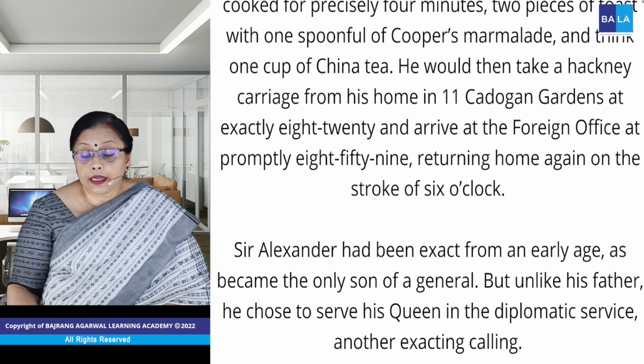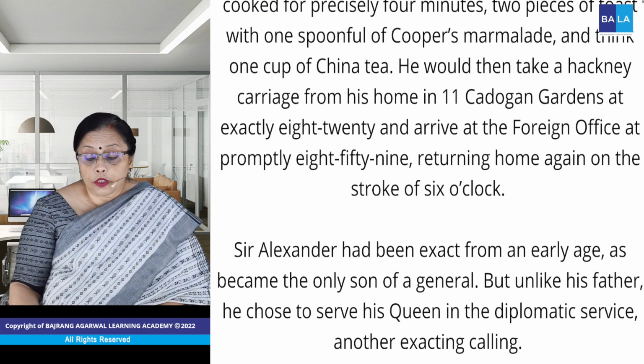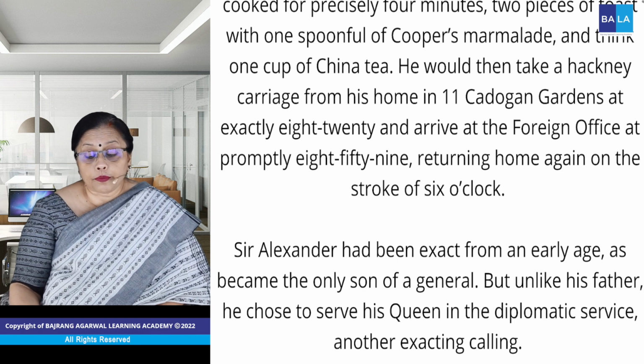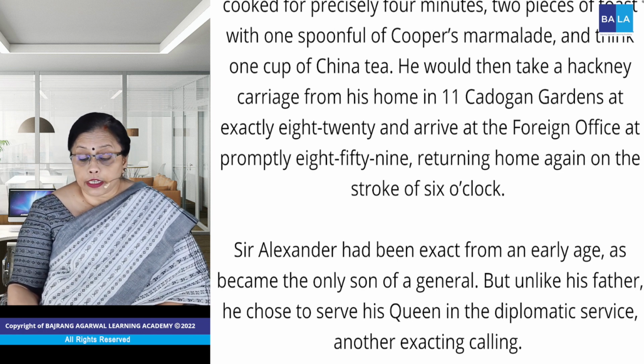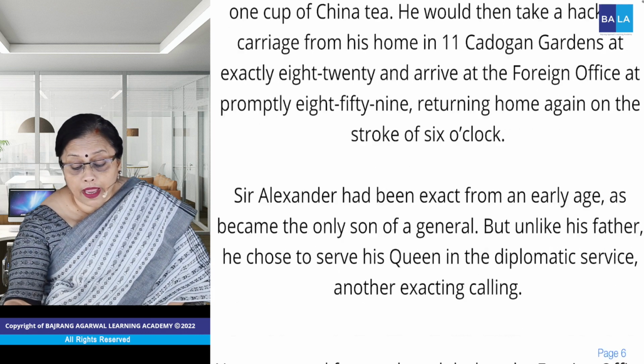He would then take a hackney carriage, a horse-driven carriage, from his home at 11 Cadogan Gardens at exactly 8:20 and arrive at the Foreign Office at promptly 8:59, returning home again at the stroke of 6. So how exact, how precise this man was.